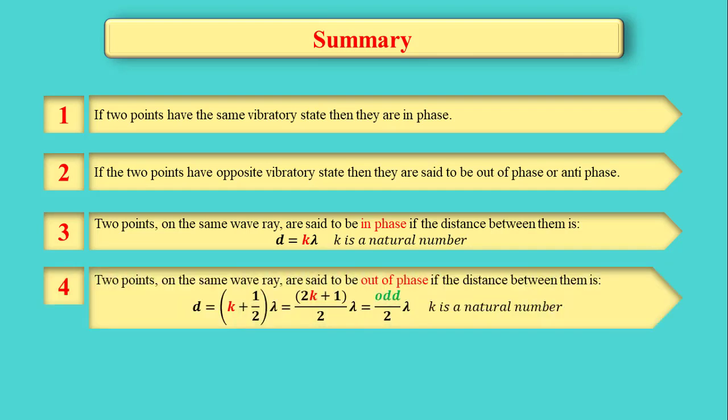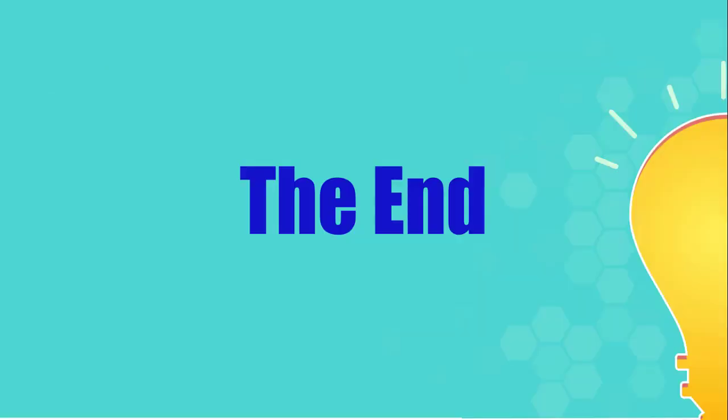4. Two points on the same wave ray are said to be out of phase if the distance between them is d equal to (k plus half) multiplied by lambda, equal to (2k plus 1) divided by 2 multiplied by lambda, which is equal to an odd number divided by 2 multiplied by lambda, where k is a natural number.